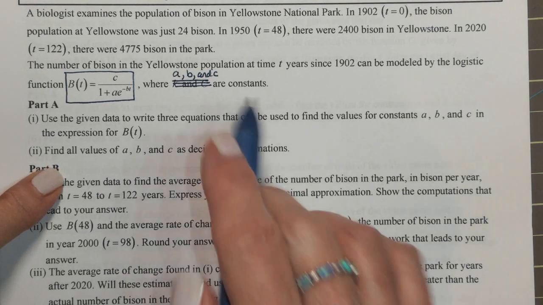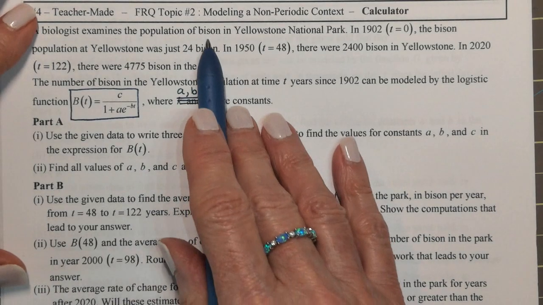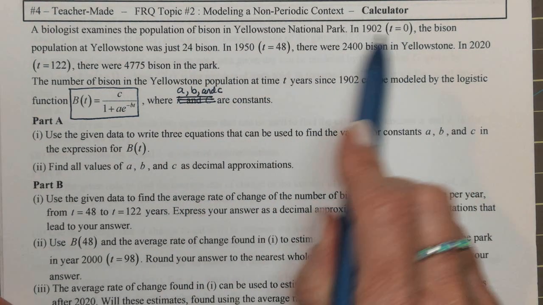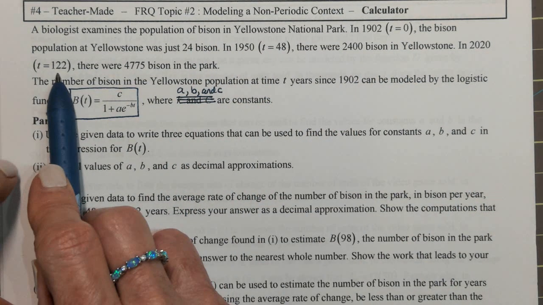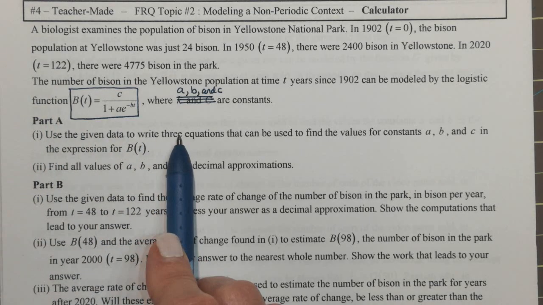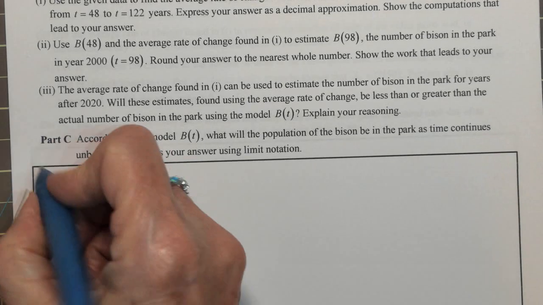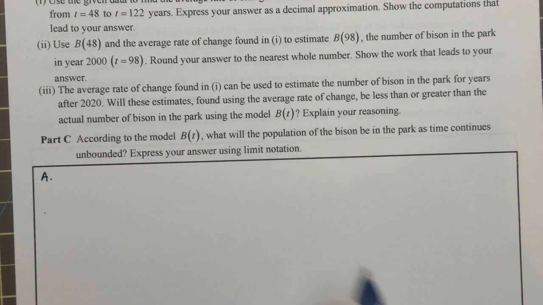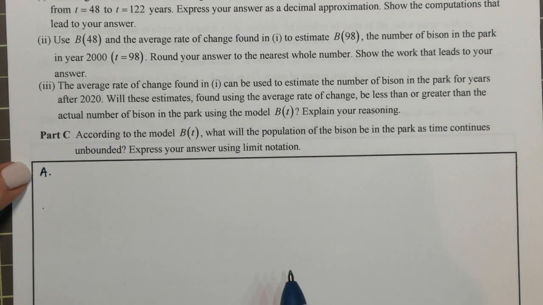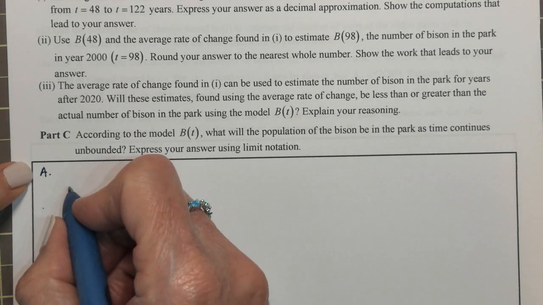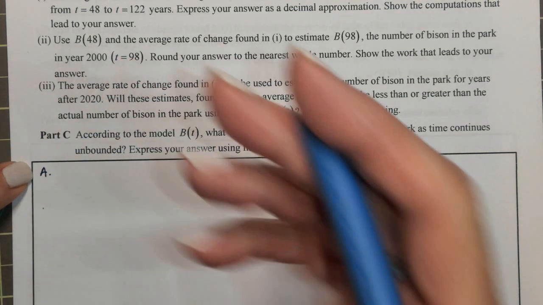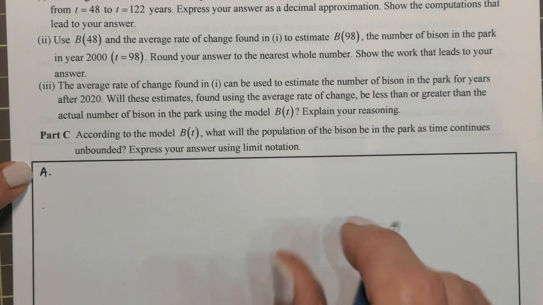So they gave us 3 data points here. Time 0, time 48, time 122. Those are going to create our 3 equations. So in part A here, these will be separated for you. You won't have to separate these, but it'll say part A. It'll say write your answer for part A here, and you'll do that.